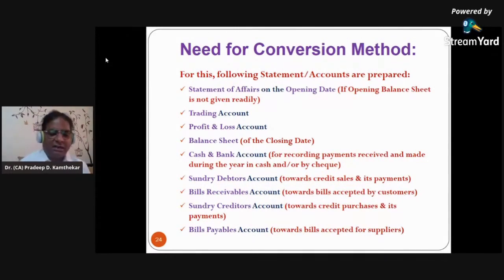Now the sundry creditors account. This account is the account of all suppliers from whom we make credit purchases throughout the year. This indicates the total amount of credit purchases made by the business from all these suppliers taken together.